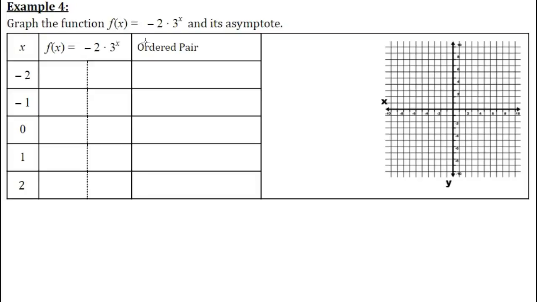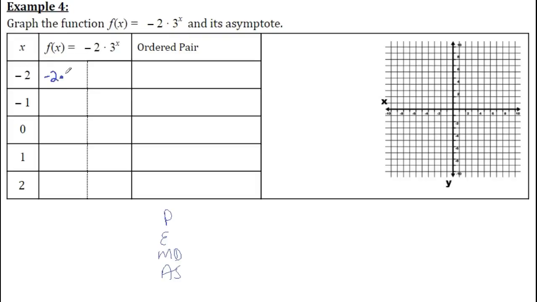We will be graphing the function f of x equals negative 2 times 3 to the x. We're going to use the values negative 2 through 2 as listed over here. And as long as we keep our old friend PEMDAS in mind, and here we're evaluating, so we're doing PEMDAS from the top down, like we're going back in middle school, we should have no problems. Let's take this negative 2 and plug it into the function.